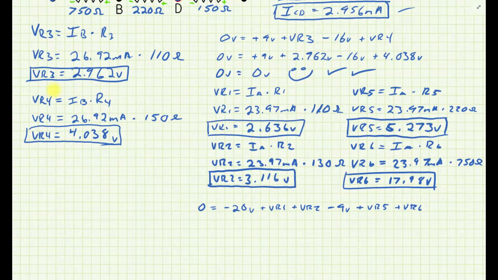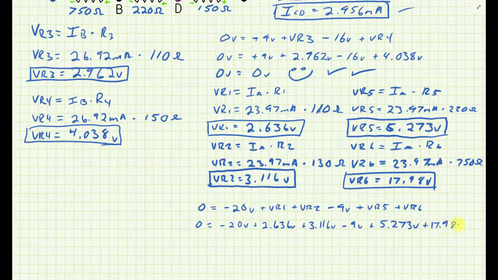Okay, let's go plug in those numbers and see how we do. 0 equals minus 20 volts plus VR1, which was 2.636 volts, plus VR2, which was 3.116 volts, minus 9 volts, plus 5.273 volts, plus 17.98 volts. Alright, let's see if 0 equals 0.